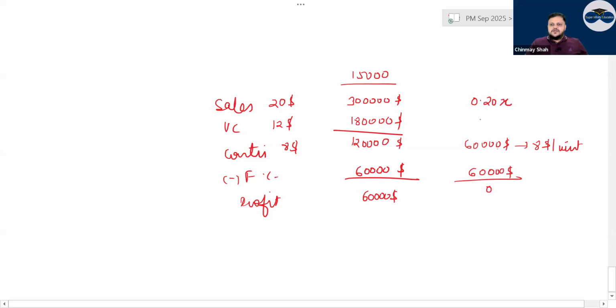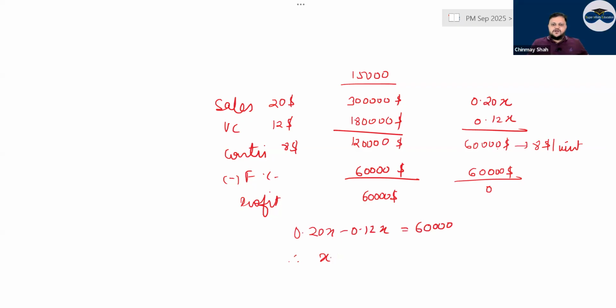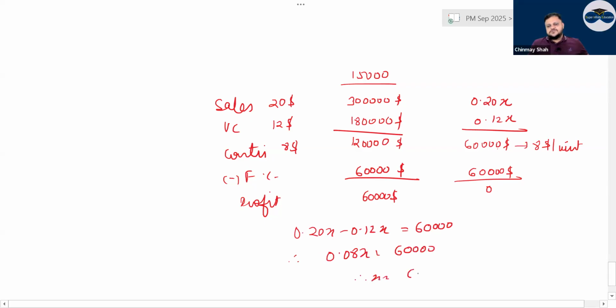If I take the units as x, correct, if I have this data, this is nothing but 0.20x, correct, and 0.12x, correct. So I could do what? 0.20x minus 0.12x is equal to 60,000. Therefore 0.08x is equal to 60,000. Therefore x is equal to how much? 60,000 divided by 0.08. Got it, sir.